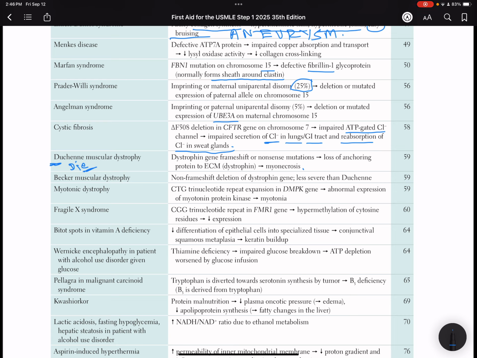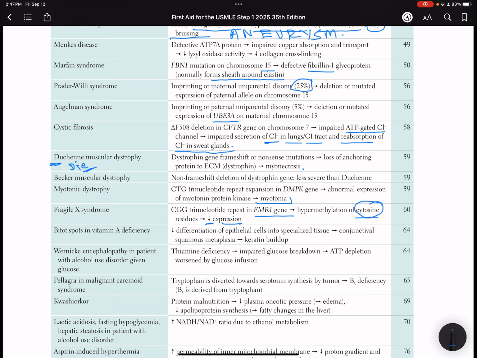Myotonic dystrophy: CTG trinucleotide repeat expansion in DMPK gene leads to abnormal expression of myotonin protein kinase, which leads to myotonia. What is Fragile X syndrome? Fragile X syndrome is CGG trinucleotide repeat in FMR1 gene, hypermethylation of cytosine residues, decreased expression.